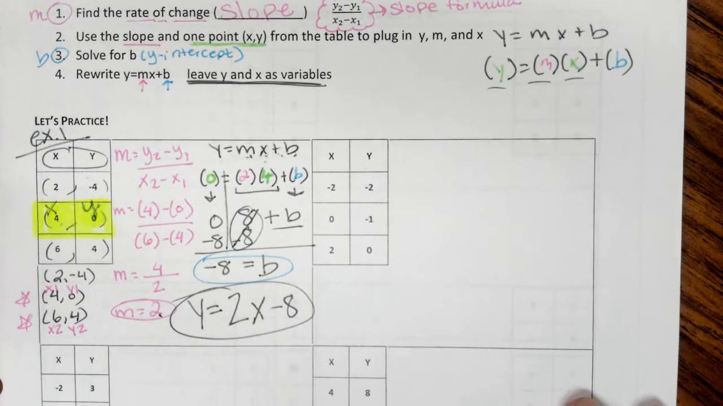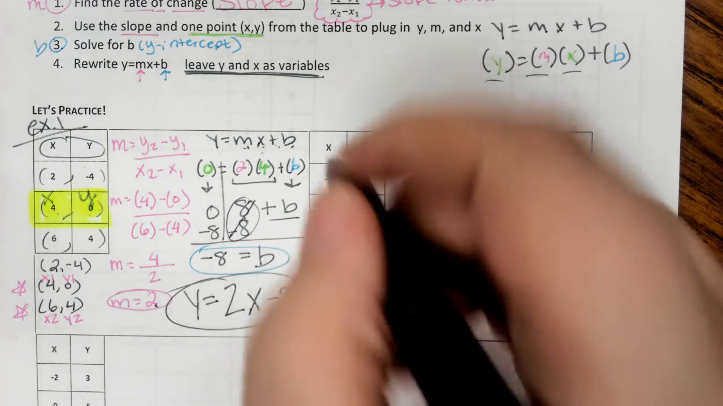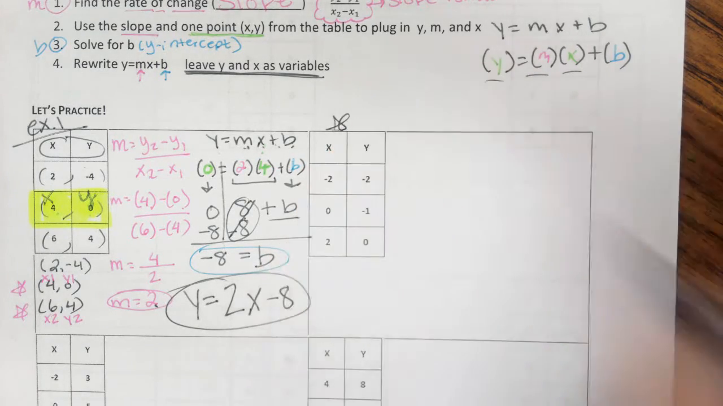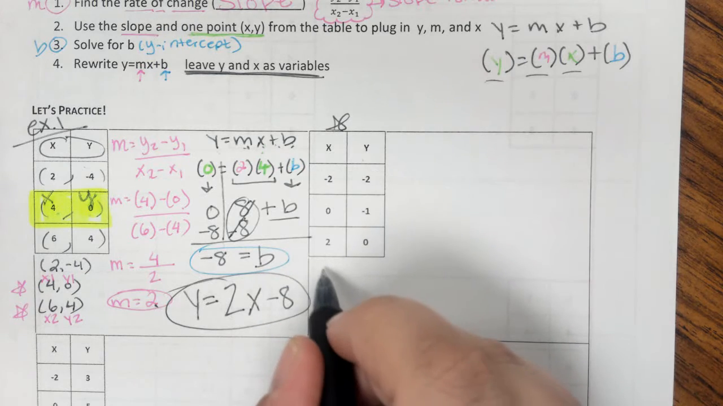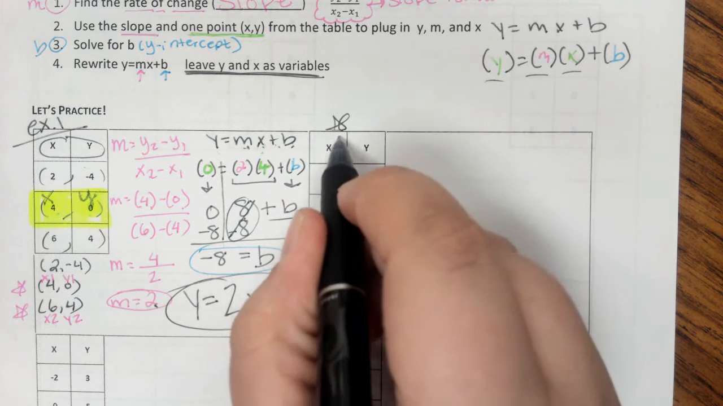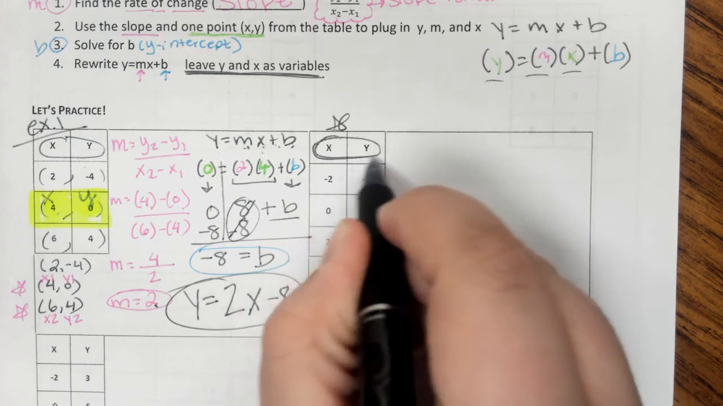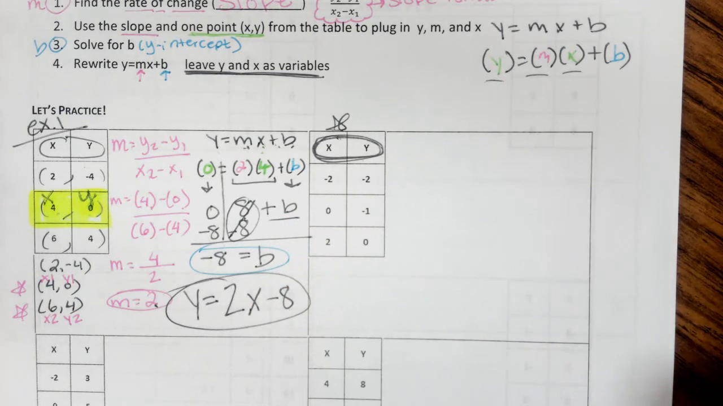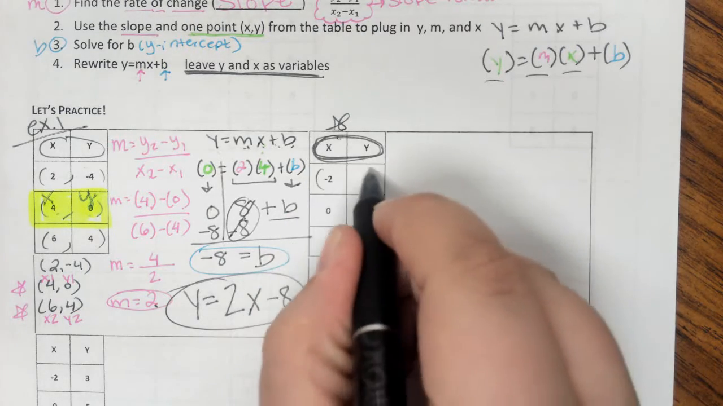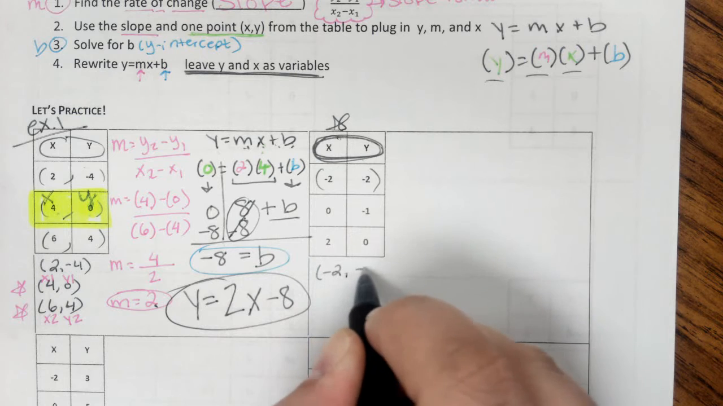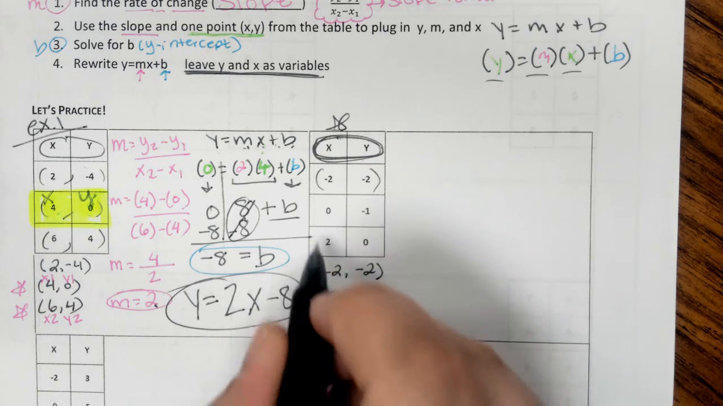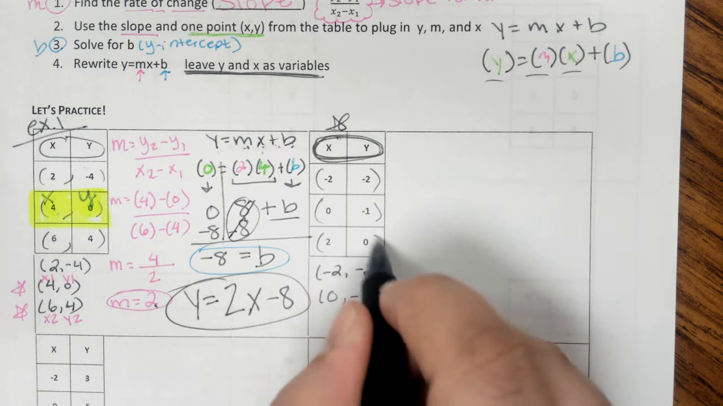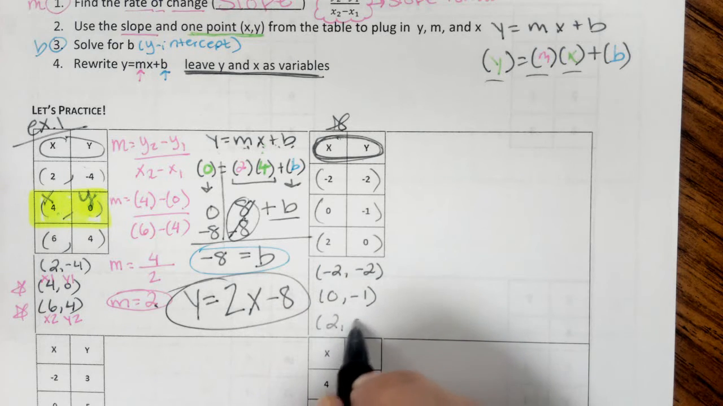Looking at the example to the right of that, I'm going to list my ordered pairs down below the table. Your ordered pairs are side by side because x and y are side by side. So your ordered pairs are negative 2, negative 2, 0, negative 1, and 2, 0.